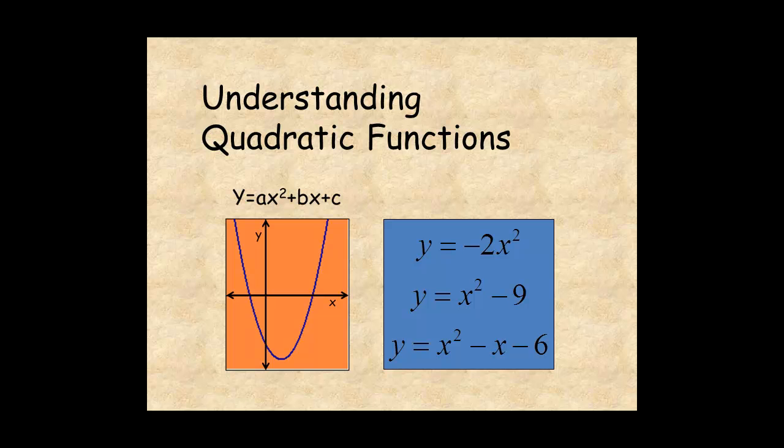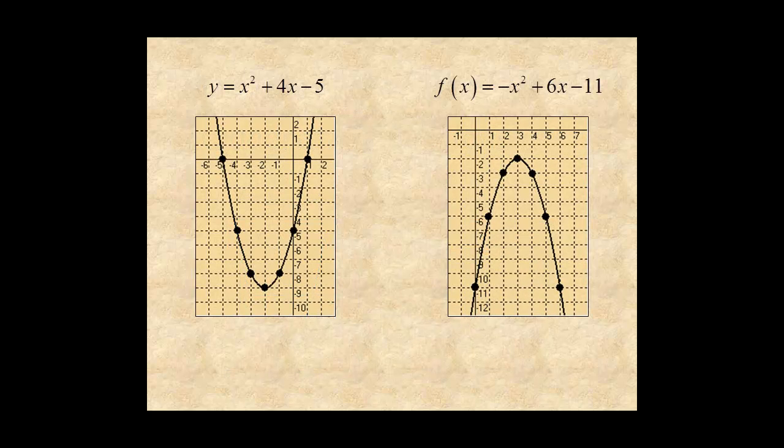This lesson helps you understand quadratic functions. In a previous lesson, you graphed these two functions, x squared plus 4x minus 5, and negative x squared plus 6x minus 11. The first thing you notice is that the graphs of quadratic functions are smooth, arc-shaped curves called parabolas.